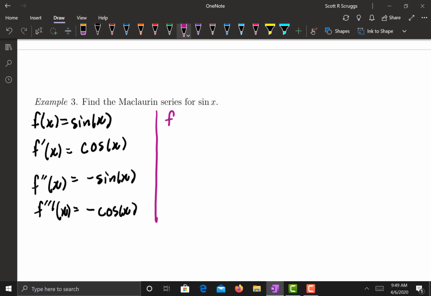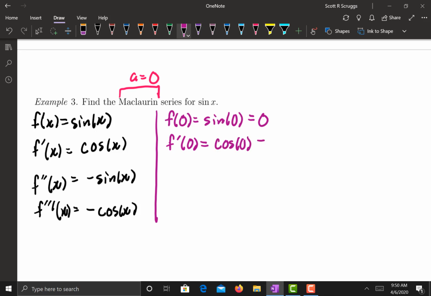And now let's plug that in at the center. And because we have a Maclaurin series, that means a will equal 0. So f of 0, which means I'm plugging in sine of 0, which just gives me 0. First derivative of 0, well, that's just cosine evaluated at 0, which gives me 1. Second derivative at 0, that gives me 0 again. And then the third derivative at 0, that gives me negative 1.